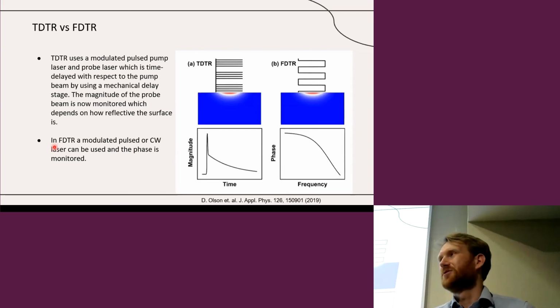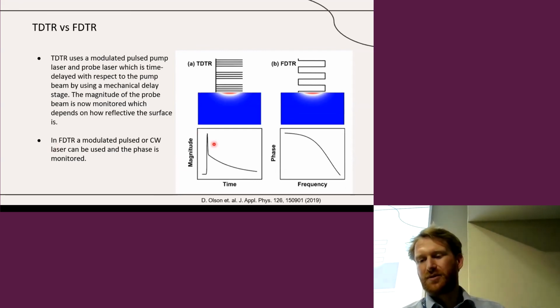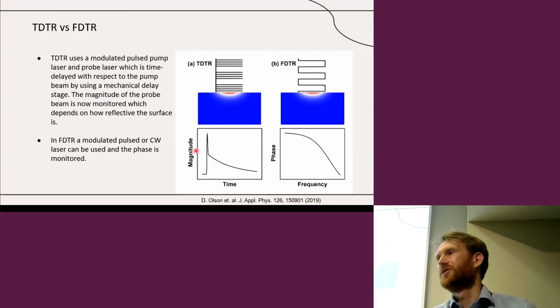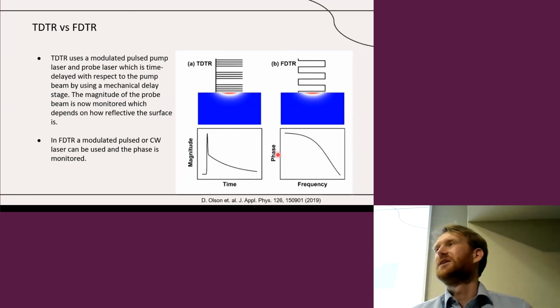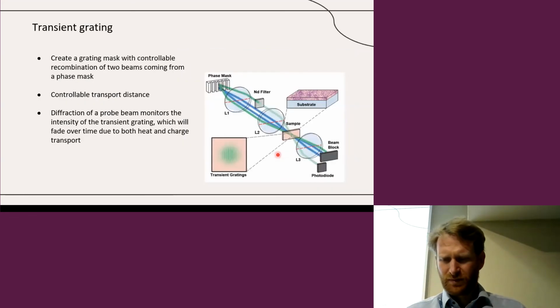Whereas with frequency domain thermal reflectance, instead we look at the phase shift between the two beams, which is also influenced by the reflectivity. For a typical time domain thermal reflectance measurement, you will see a plot like this, which is the magnitude of your reflectivity versus time. Whereas for a frequency domain thermal reflectance, you will see the phase shift as a function of frequency. And then you can use certain types of models to extract what the temperature evolution was of the system, and what the thermal properties, so the thermal conductivity and the specific heats, were of the system.